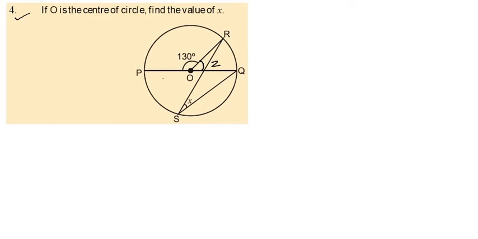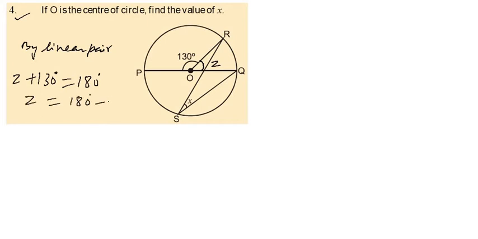At the center, we are first taking a linear pair. The angle sum will be 180 degree, so Z plus 130 is equal to 180. So Z is equal to 180 degree minus 130 degree. So Z will be equal to 50 degree.